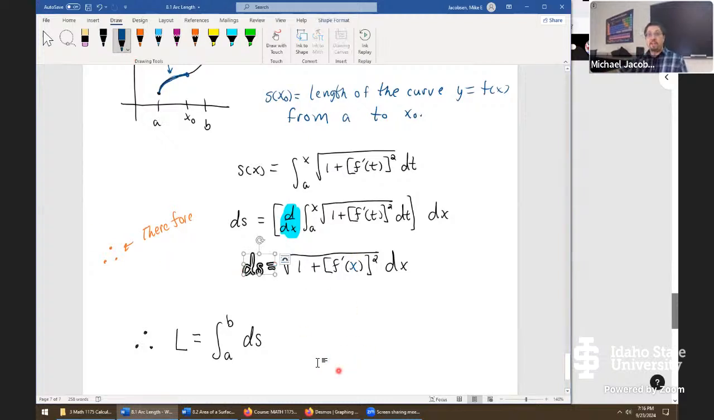Did I answer your question as well about that, Rajab, about the limits of integration? Gotcha. Other questions so far?